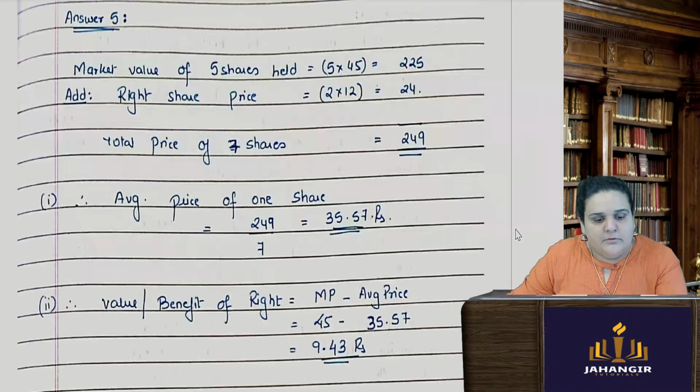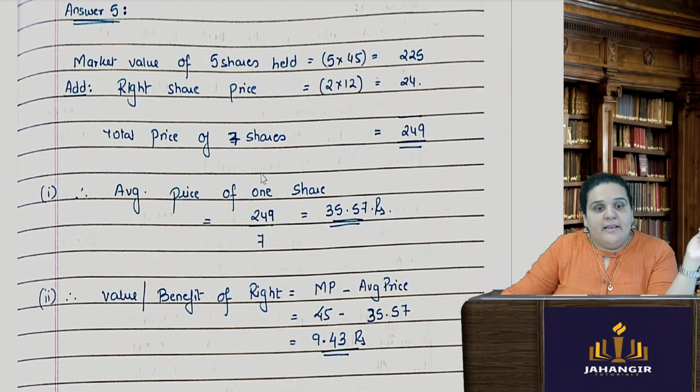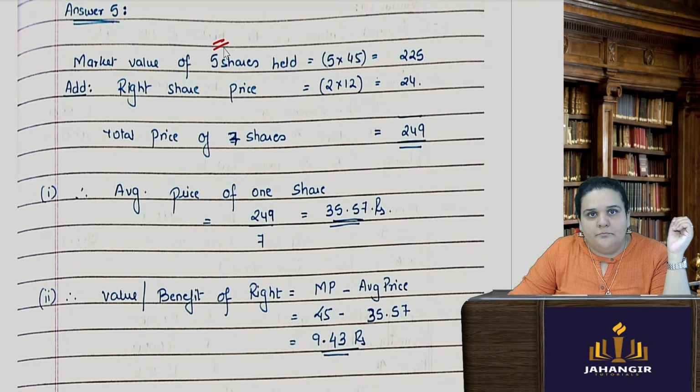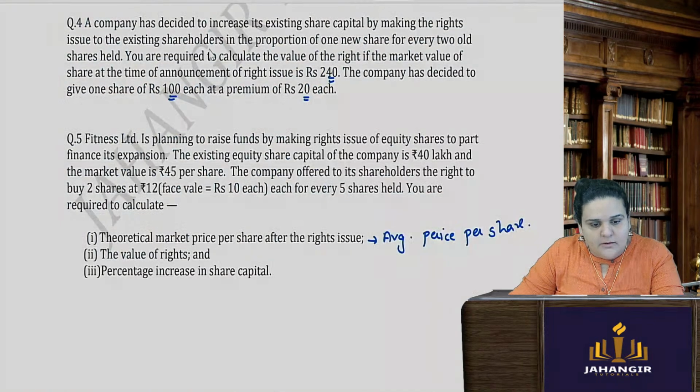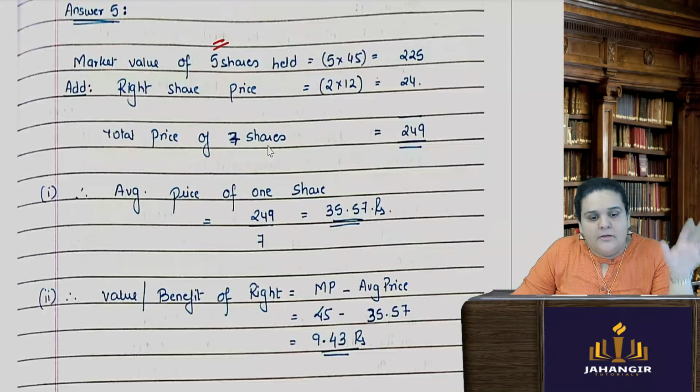Okay. So let's see. Market value of 5 shares. They are giving me a right issue of 2 shares for every 5 shares held. So 5 shares in the market are running at 45 rupees each, 225 rupees will be my cost.